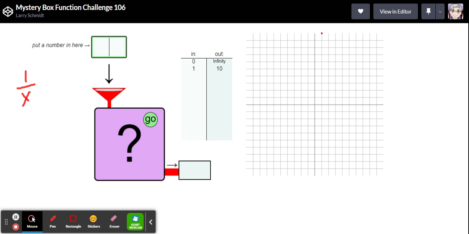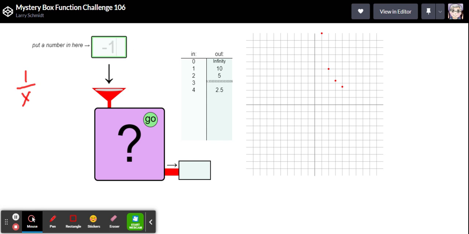So, well, 1 gives us 10. Well, definitely not what I was expecting if this is just 1 over x. 2 gives us 5. 3 gives us 3 and a third. So it looks like a curve there. 4 gives us 2.5. I'm going to try some negative numbers. If this is a rational function, I would expect maybe an arm here and an arm down here. Could be some other arrangements, but that's what I'd be looking for. So let's try some negative numbers.